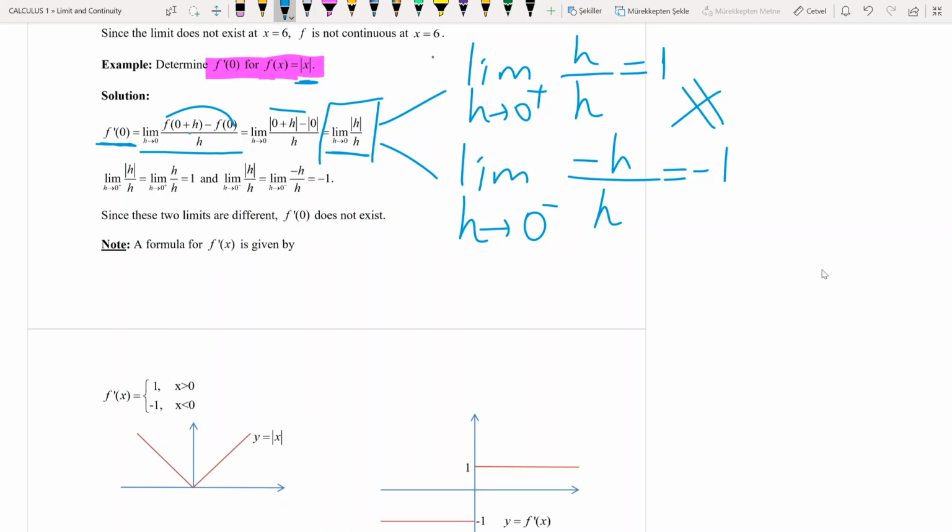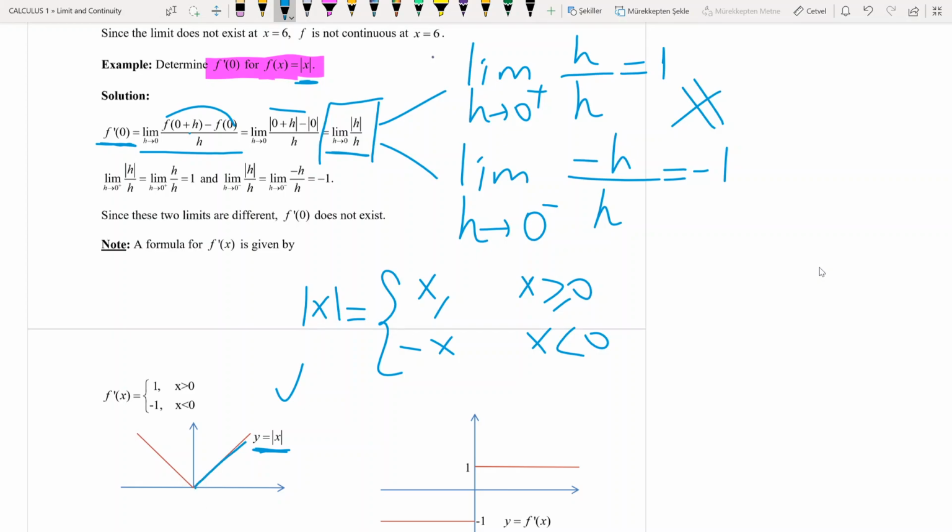So let's geometrically examine this function. As you know, the graph of absolute value of x is this. So let me write down absolute value of x as a piecewise function. When x is positive or equal to 0, this is x. When x is negative, we have minus x. So this is the positive part of the graph and this is the negative part of the graph, minus x. Okay, so this is the graph of absolute value of x.